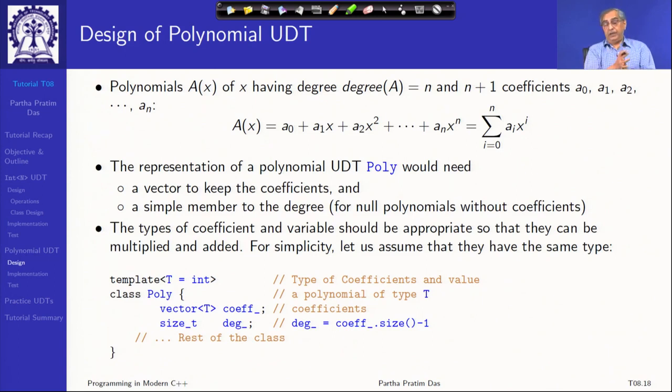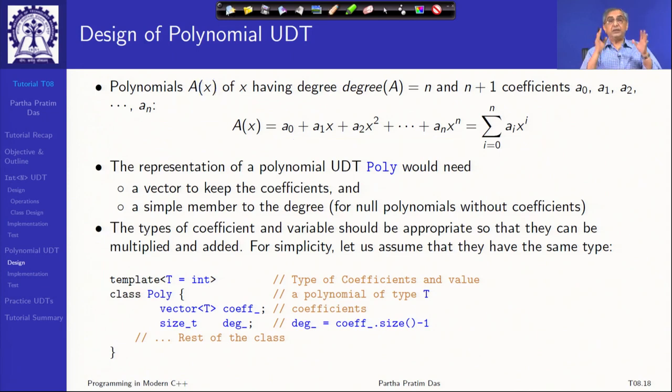We often deal with polynomials, right. So, let us try to build a user defined type of a polynomial. So, what is a polynomial? A polynomial is an expression like this, which has degree n plus 1 coefficients a 0 to a n, and every coefficient is multiplied by different powers of the variable of the polynomial, the independent variable, which is x, right. So, this is the polynomial. Given a value of x, I can evaluate the polynomial, right.